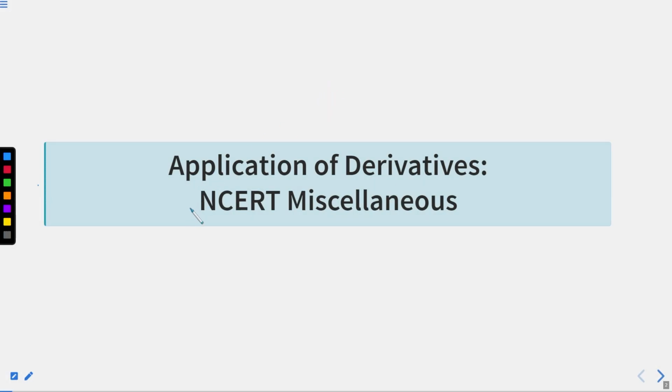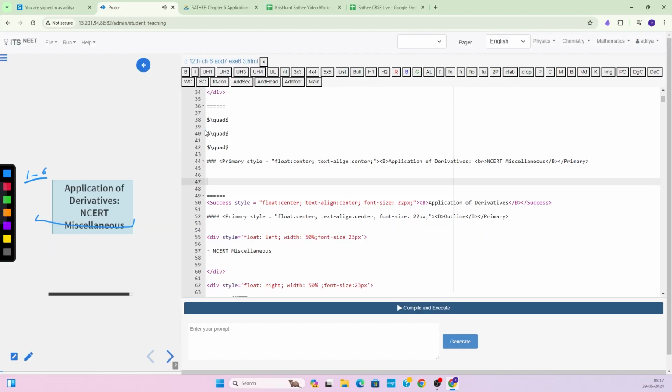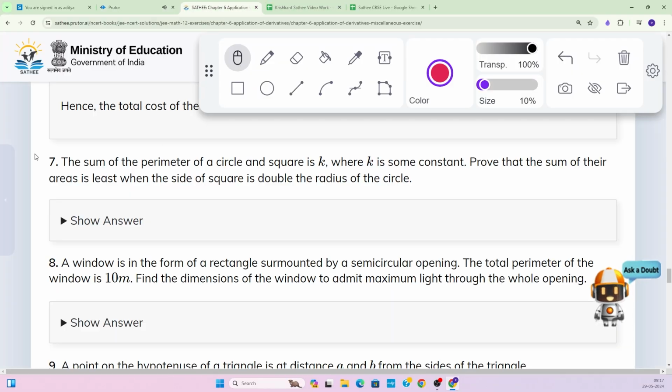In today's session, we will be continuing our solutions of NCERT Miscellaneous Exercise Chapter 6, Applications of Derivative. So far we have seen problems 1 to 6. Now we will try to see the remaining problems. So let's see the seventh problem.